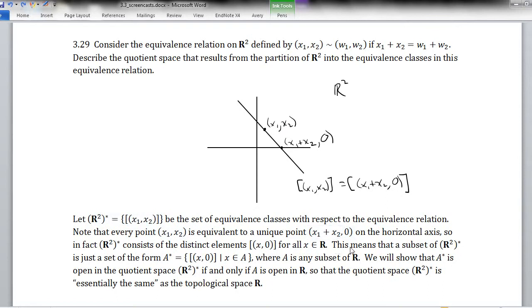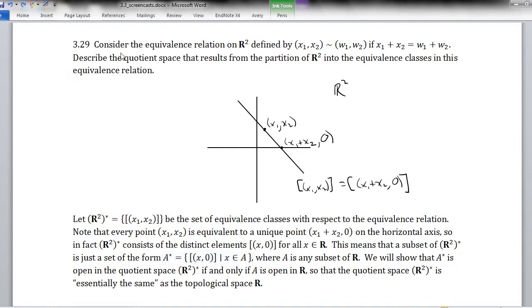So this means that a subset of the set of equivalence classes is just a set of the form A star, consisting of equivalence classes of points x0 on the horizontal axis for all numbers x in A, where A is any subset of R. So basically, we're taking a bunch of real numbers in a subset A, and then we're looking at all the corresponding points on this horizontal axis, and then we're taking all of these diagonal lines through those particular points, and that gives us A star.